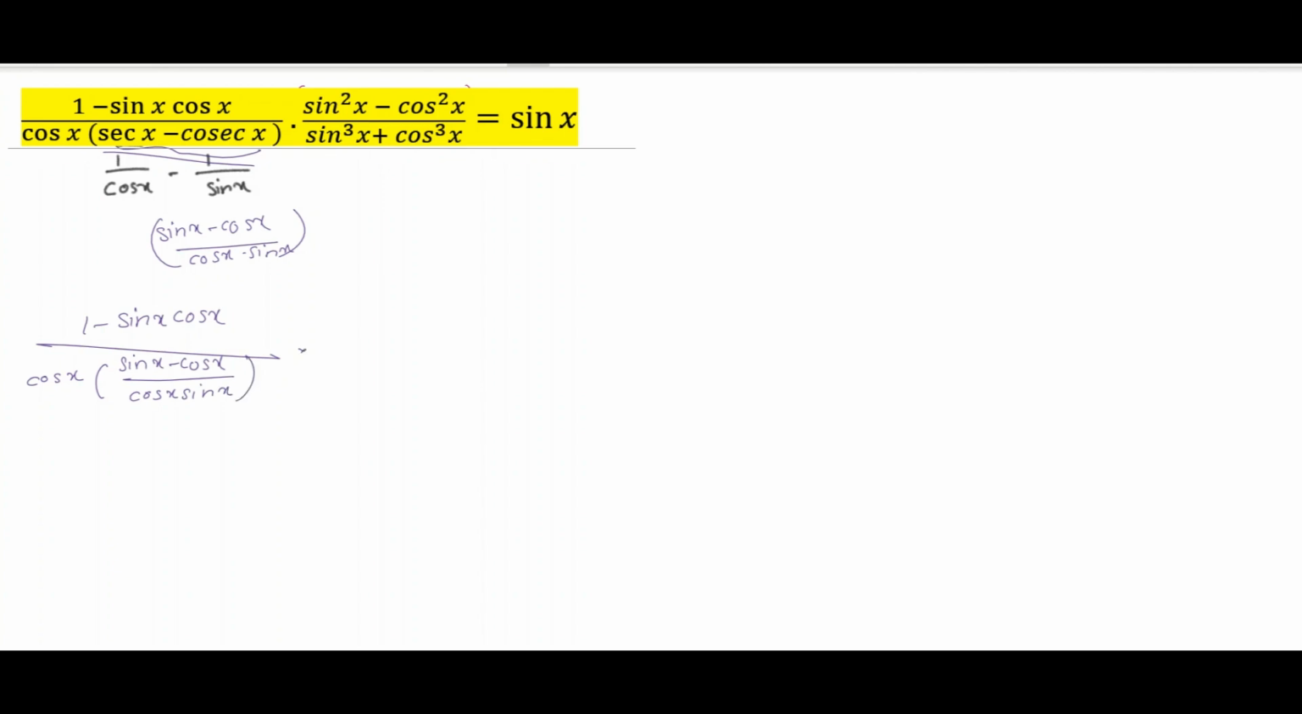Now for this second thing, in the numerator sin square x minus cos square x is like a square minus b square, which can be written as (a plus b) into (a minus b). In place of a, we have sin, and in place of b, we have cos. And in the denominator, it is like a cube plus b cube, which can be written as (a plus b) into (a square minus ab plus b square), whereas a is sin x and b is cos x.